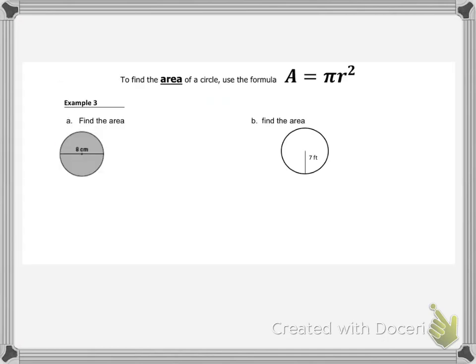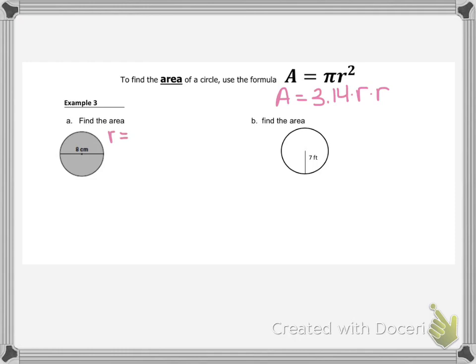Now with circles, it's kind of difficult to count the number of squares inside the circles because the edge of the circle is rounded, so we're just going to use the formula area equals pi times radius squared. But let's not forget that when you see pi times radius squared, of course pi is really 3.14, and radius squared means you're just going to multiply the radius 2 times. So in example A, it says find the area. Now notice there's only one formula, and that formula uses the radius.